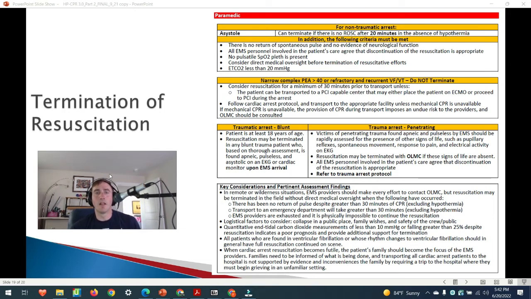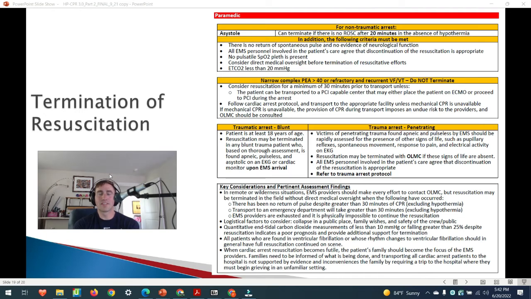And then end-tidal CO2 has to be less than 20. Why less than 20? Well, some of these are to make sure that the patient's dead, meaning there's no pulse, no evidence of neurologic function, no pulsatile SpO2 pleth, and end-tidal CO2 less than 20.